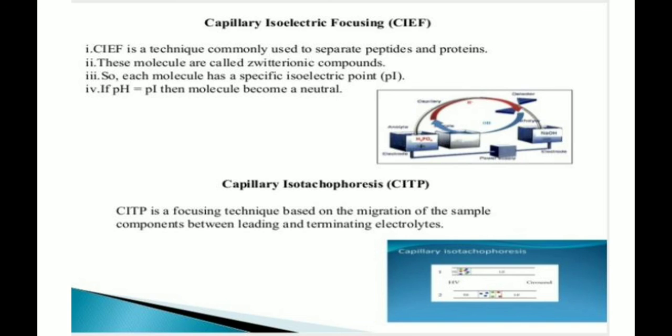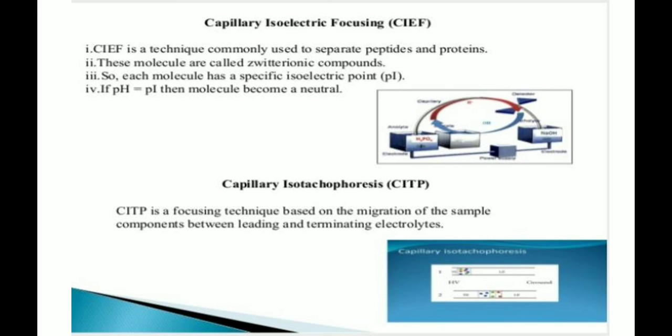So each molecule has a specific isoelectric point, right? What is the isoelectric point? The point at which the molecule becomes neutral, or you can say has a neutral charge. So if pH equals the isoelectric point, then the molecule becomes neutral. That is about capillary isoelectric focusing.